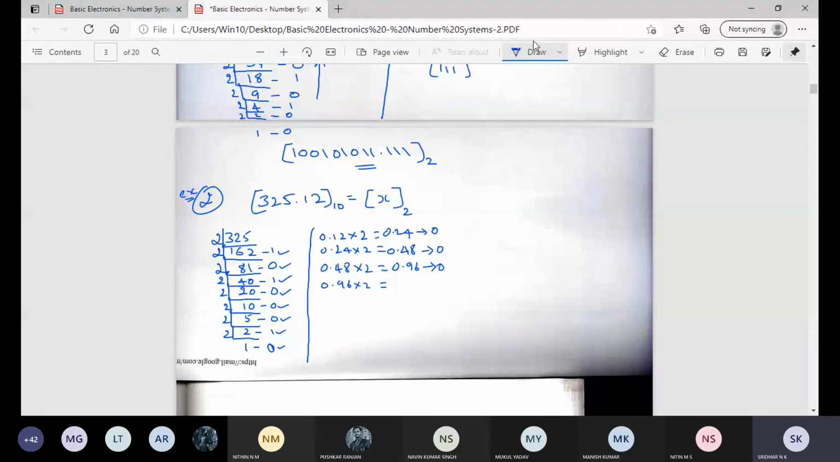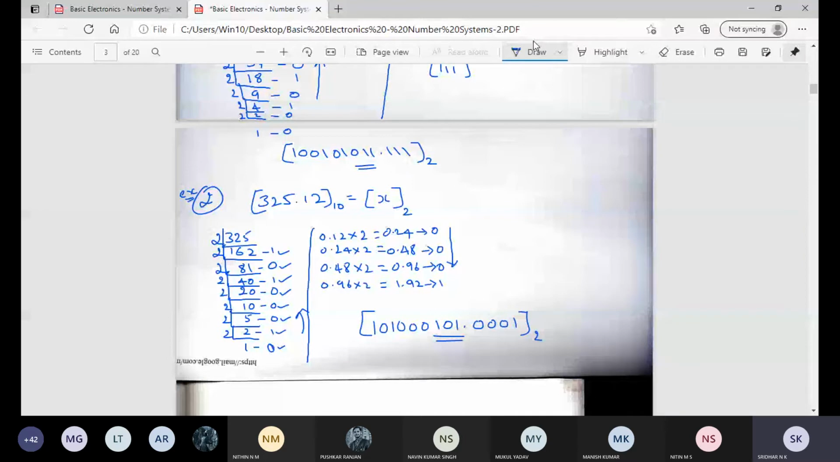So we'll stop here. You note the integer part from top to down, and the fraction part we note from down to top. The final answer will be what? Can you tell what will be the final answer? Combined integer part and fraction part. It will be 1 1 0 0 1 0 0 0 1 0 1 as the integer part, and the fraction part will be 0 0 0 1. Correct? So base 2, this will be my equivalent binary number for the given decimal number.